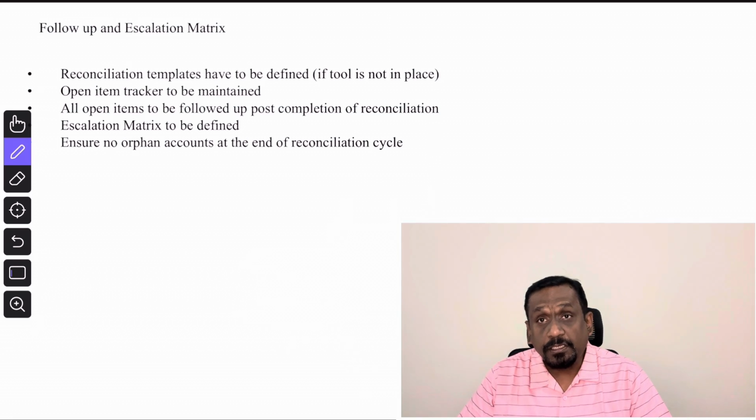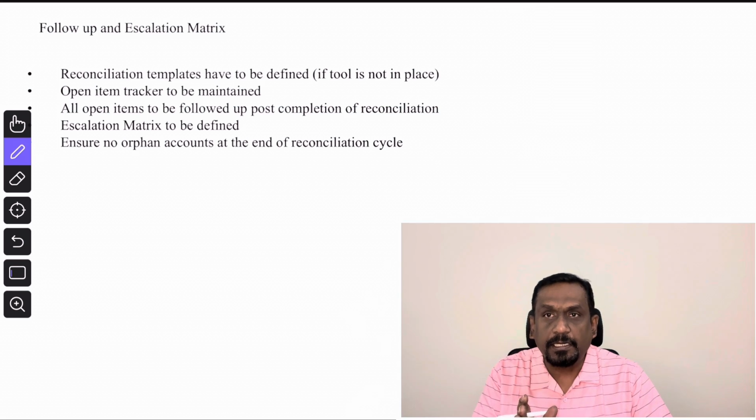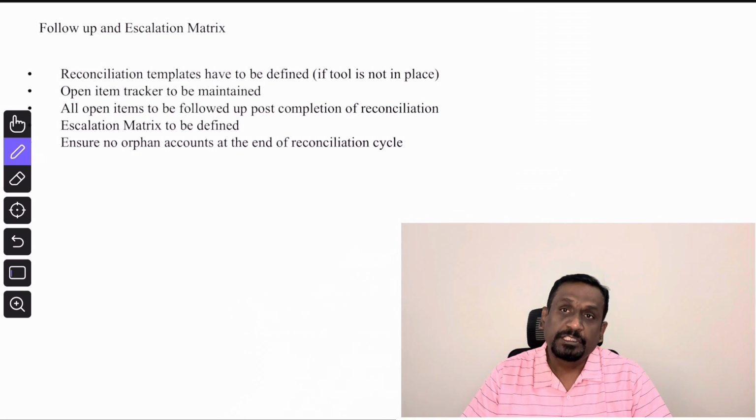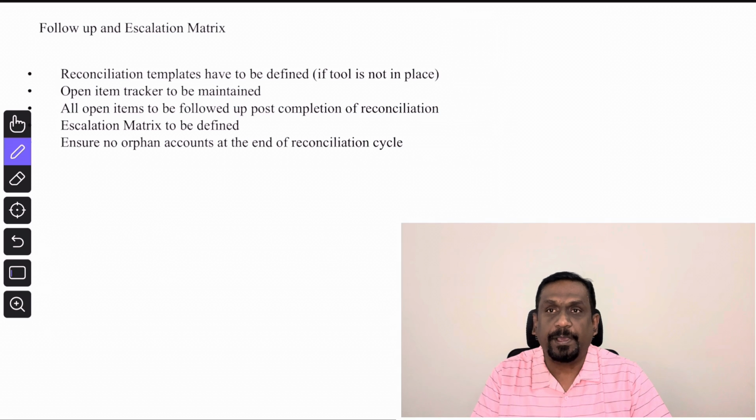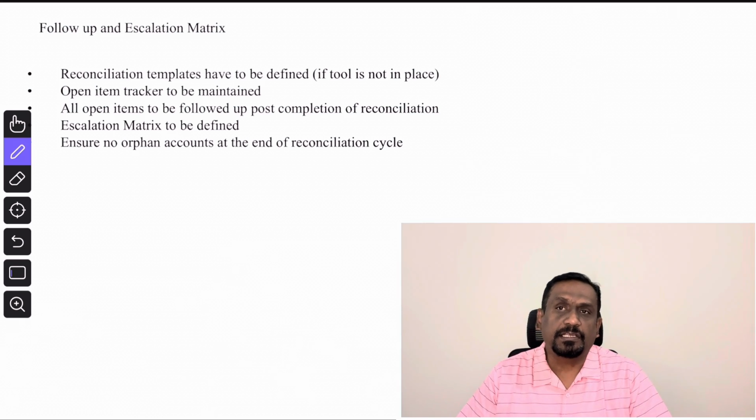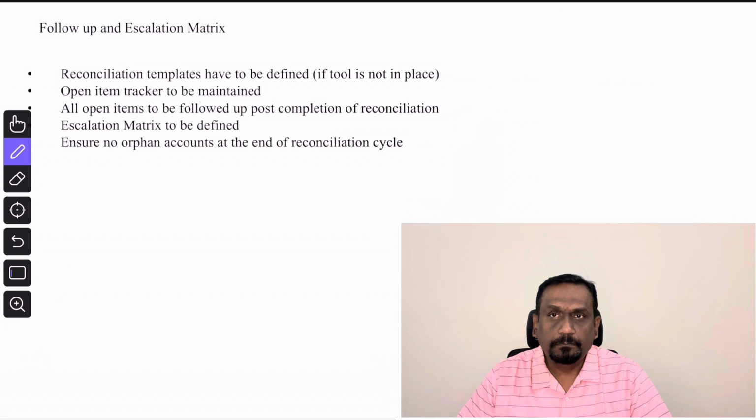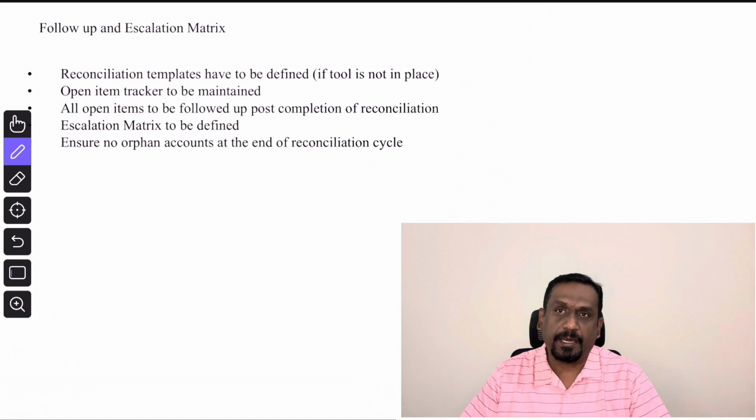So what is the ultimate thing you need to do? You need to define the standard reconciliation template. Take buy-in from your team leads and your managers. If required, take buy-in from your customer as well. Finalize the template, implement it. That's very important, because if there is no tool in place, you have to have the standard reconciliation template in place. Clear?